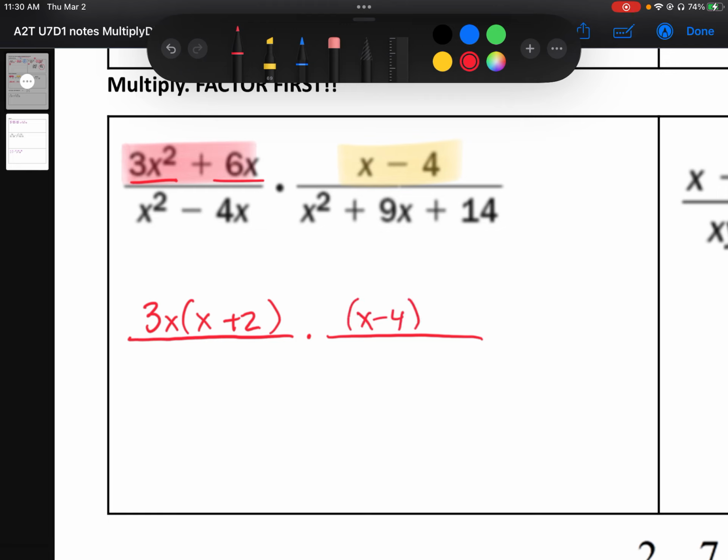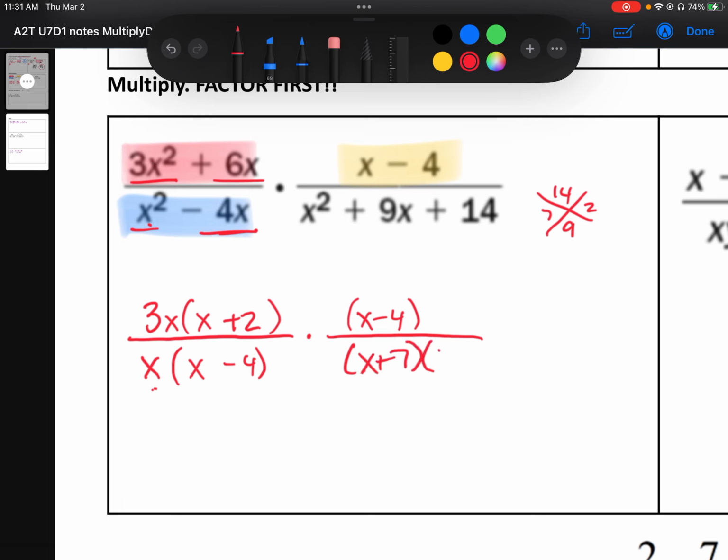But I notice I've got a lot of parentheses, so I will throw it in parentheses. You don't have to. All right, denominator, x squared minus 4x. Two terms, I'm thinking either a difference of squares or a GCF. The greatest common factor of x squared and 4x is x. So x squared divided by x is x. Negative 4x divided by x is negative 4. Nice, I'm seeing some stuff that can divide out. And my trinomial here, if you need it, we got 14 and 9. What multiplies to 14 and adds to 9? 7 and 2. x plus 7, x plus 2.